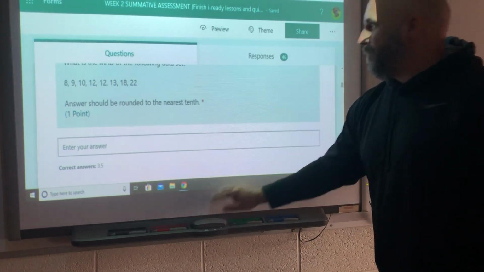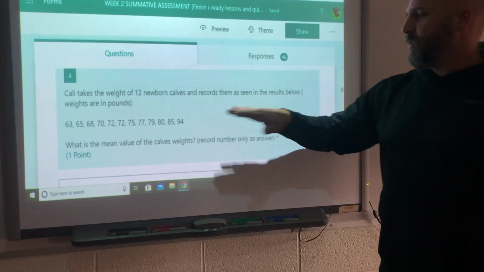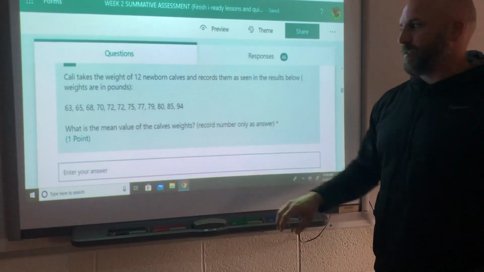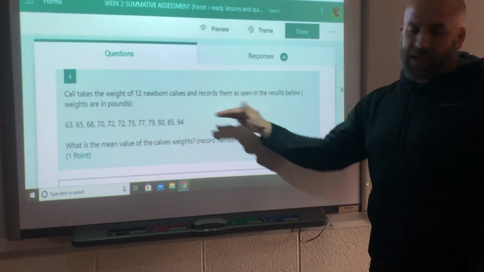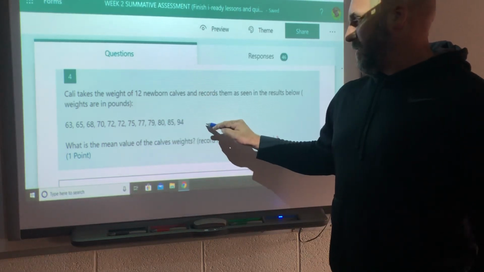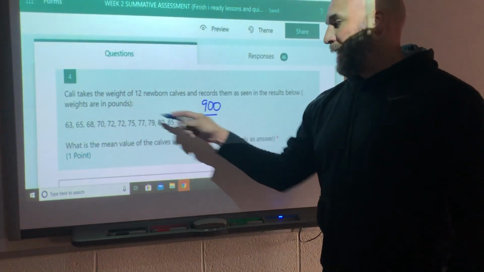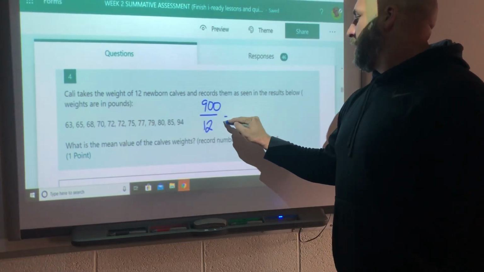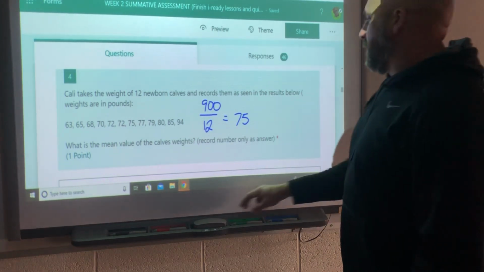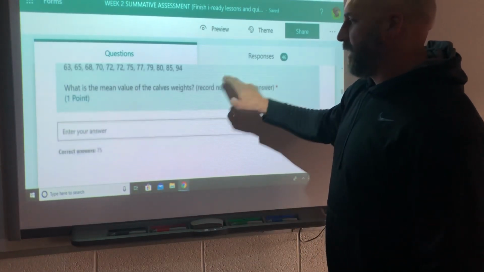All right, number 4, this was the weights of newborn calves, the first question. So this is the same question, 4 and 5 back to back are the same values. One asked for the mean, one asked for the MAD. So the mean is just the total again. When we add those all together, you will get 900. There were 12 newborn calves, or count them. And that's a 75-pound average, or 75-pound mean. So on average, the calves were weighing 75 pounds, which was the answer to number 4.